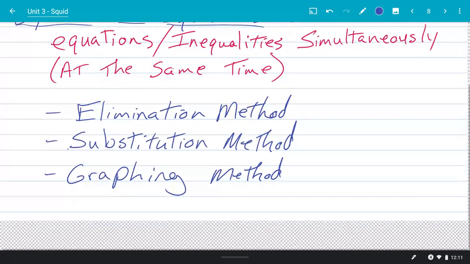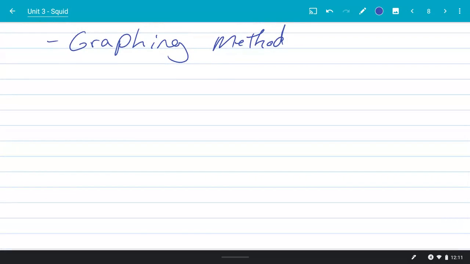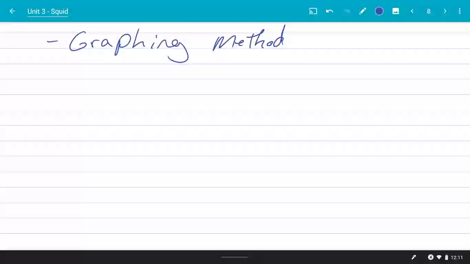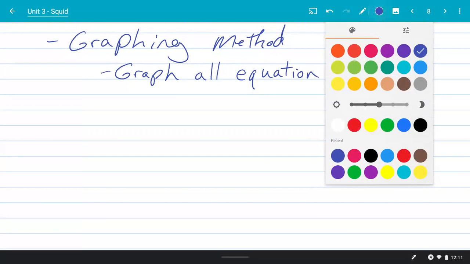So we're going to start today by using the graphing method. Some would say that this is the least accurate method, especially when doing it by hand. But with technology today, it's really not at all. And simply stating, to solve a system using the graphing method, we will graph all equations.